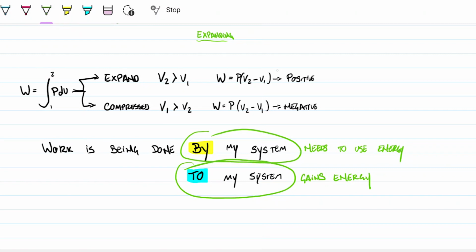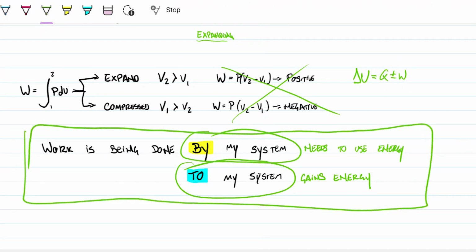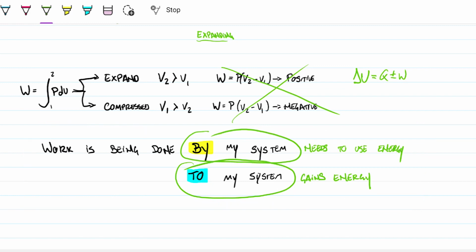So if you don't like using the positives or negatives, you'll know that in this channel, whenever I do problems, I'm always going to say the first law is Q plus or minus work, because I don't know where you are in the world, and this may be different for you. But if you have this framework in mind, the idea that if work is being done by your system, it requires some energy to be done, it needs to, quote unquote, consume some energy. And if it's being done to your system, then you're, quote unquote, gaining energy. I think that's easier for you to have in mind to be able to solve the problems.